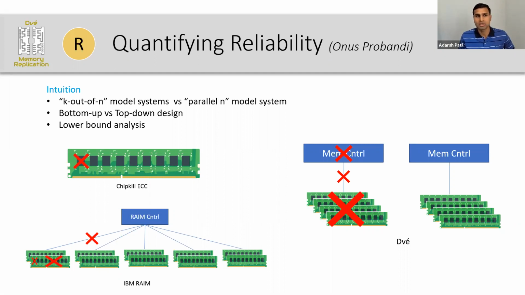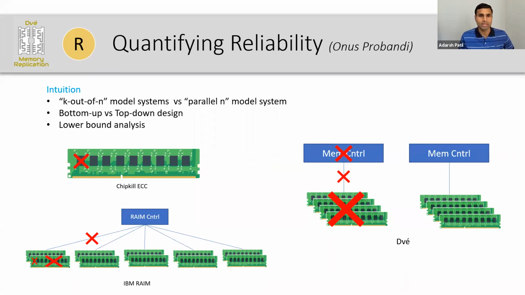When we say channels here in the case of IBM RAM, essentially any component up to and including the channel, like the cells, chips, DIMMs under a single channel, can suffer an uncorrectable error and the system will still continue to function. In comparison, by employing full replication, DWE creates a parallel N model system. The two subsystems in DWE are completely independent and parallel. Thus, it provides higher reliability. As you can see, there are more ways for the competitors to fail than DWE, and this is the intuition.